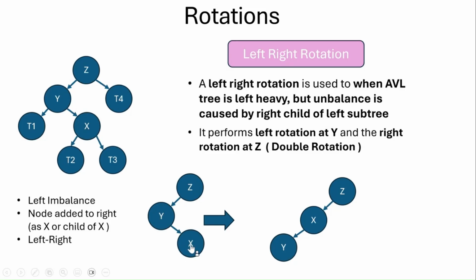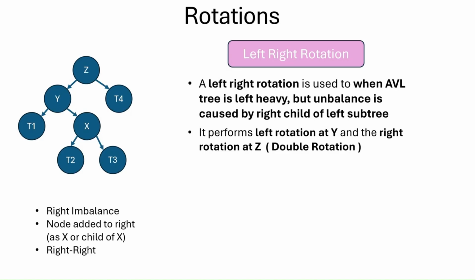Because you are basically shifting Y to the left side and making X a root. So it is left rotation at Y to break this zigzag structure. That's why we perform the left rotation at Y first, so that it breaks that zigzag nature. And once we do the left rotation, it becomes the left situation. And in the previous slide, we saw that the left situation can be solved by the right rotation at Z. Right? That's why it is a double rotation.